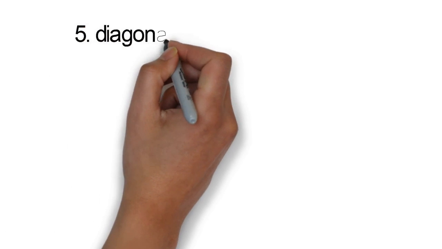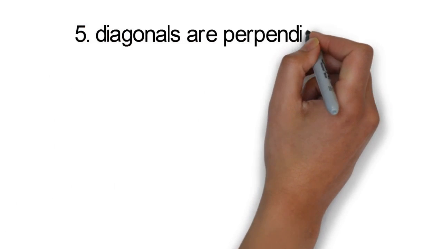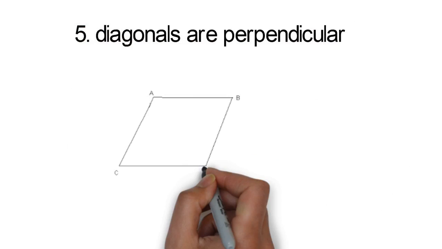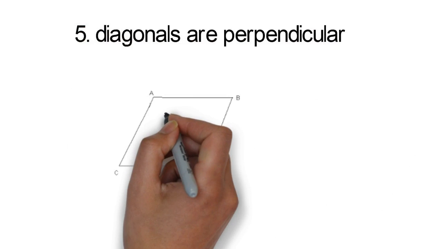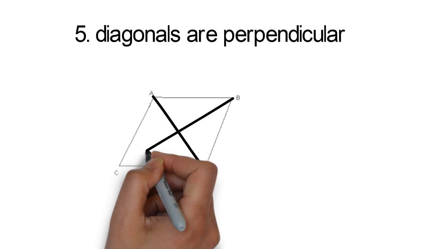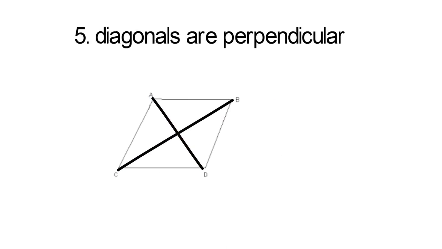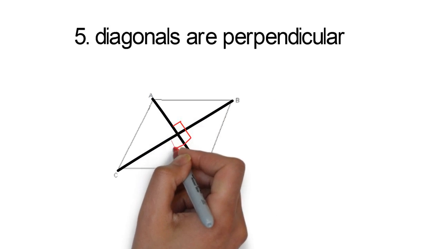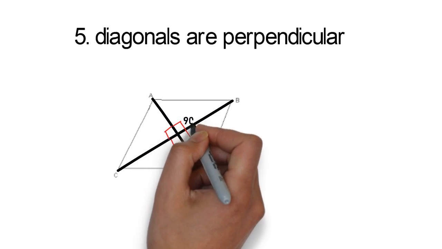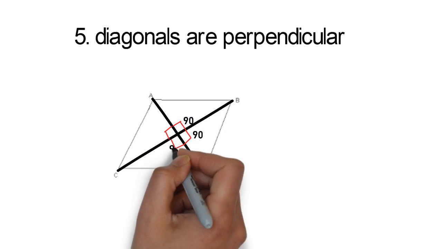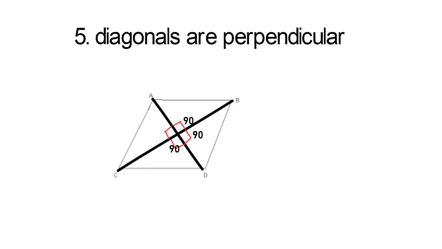5. Diagonals are perpendicular. What do I mean by this? If I draw 2 diagonal lines across the rhombus, can you see? Perpendicular means it gives me what? A 90-degree angle. Can you see that? Okay, better. So those signs are angle 90 degrees. Alright.